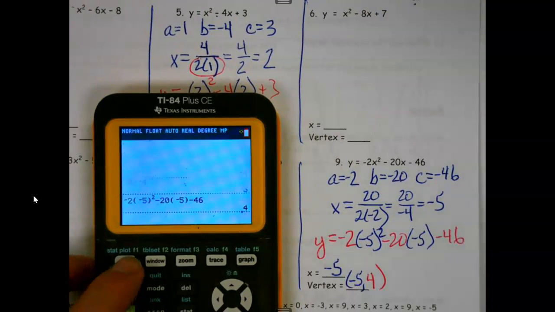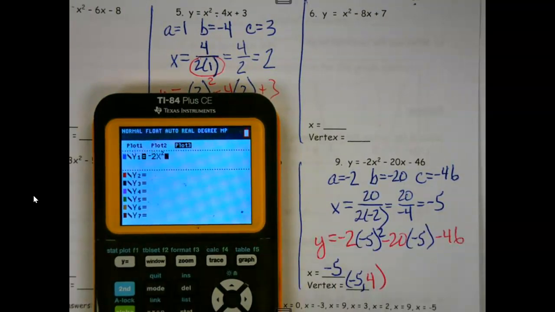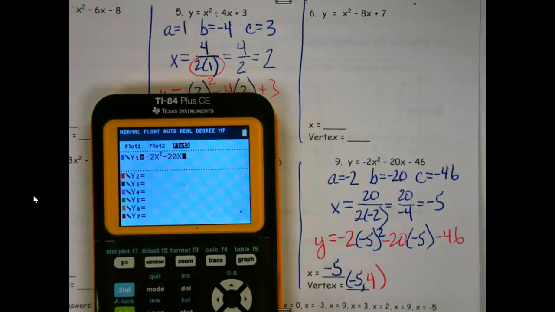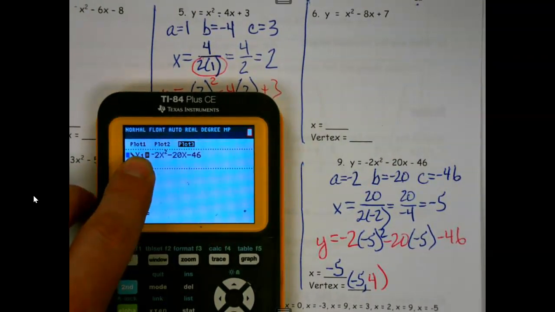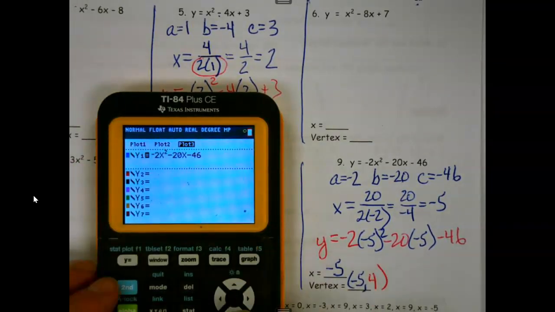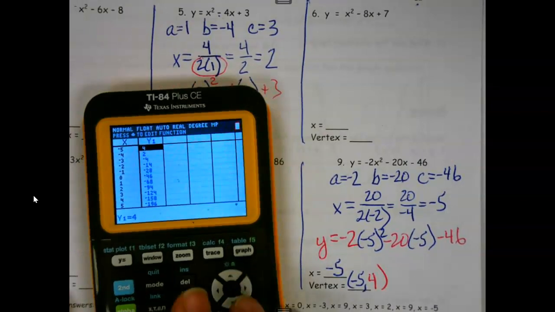Let's double check me. We'll retype that in. The only time with all this minus negative stuff that I use the negative is the very first number in front of x squared. The other ones are minus. Let me find -5. There's my 4. I got it.